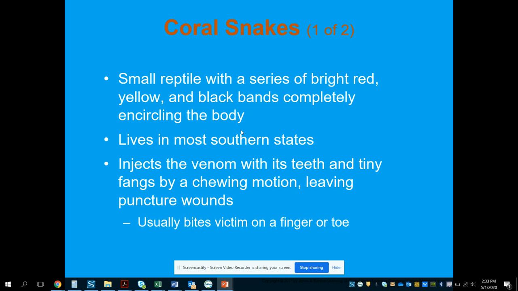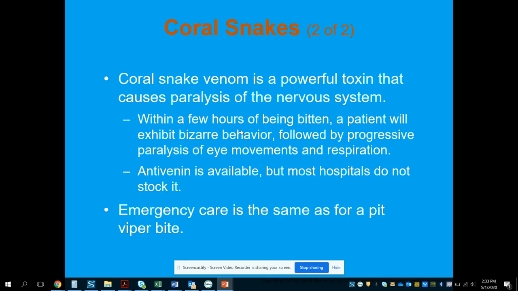And so usually they bite a victim on the finger or the toe because they really can't open their mouths too wide. But coral snake venom is a powerful toxin that causes paralysis of the nervous system. So within just a few hours of being bitten, a patient will exhibit bizarre behavior followed by progressive paralysis of eye movements and respiration.